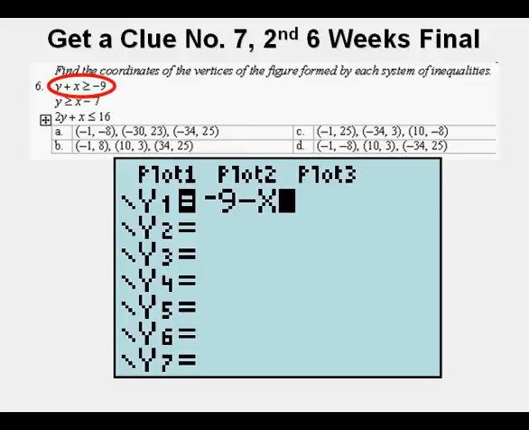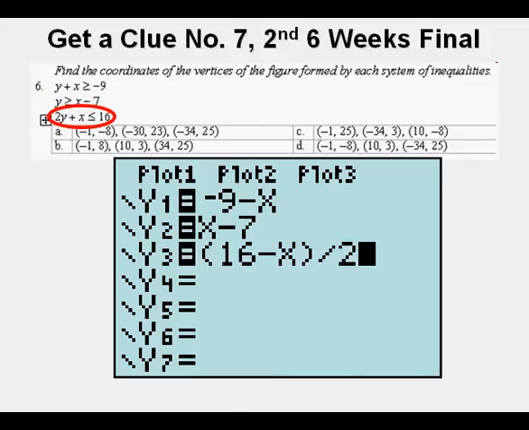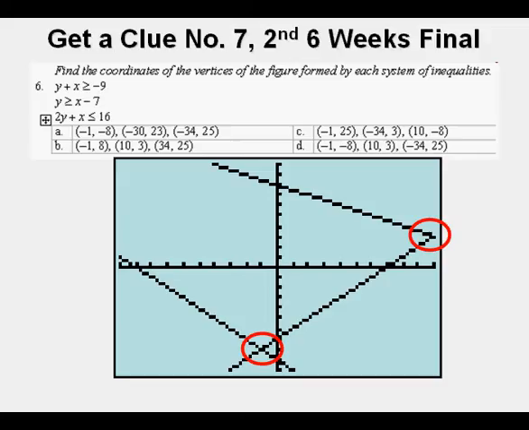In y1, we enter the boundary line for the first inequality by subtracting x from negative 9. For the second inequality, we can just enter the boundary line as y equals x minus 7. We can enter that into y2. And for the third, we have to subtract x and divide by 2 to solve for y to enter this. Press zoom 6 to see a standard window. In addition to seeing 3 lines, it looks like we see 2 intersection points.